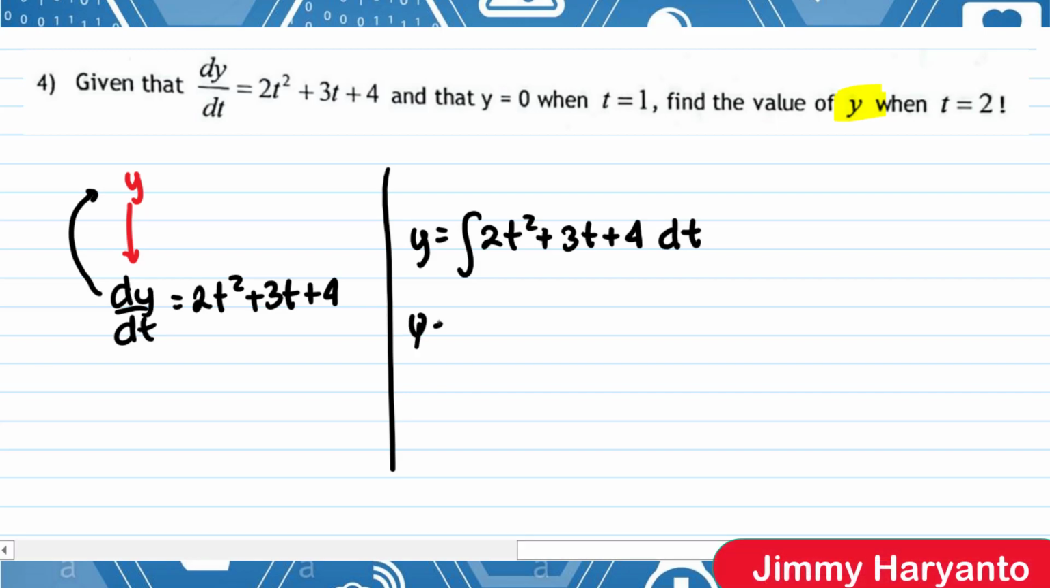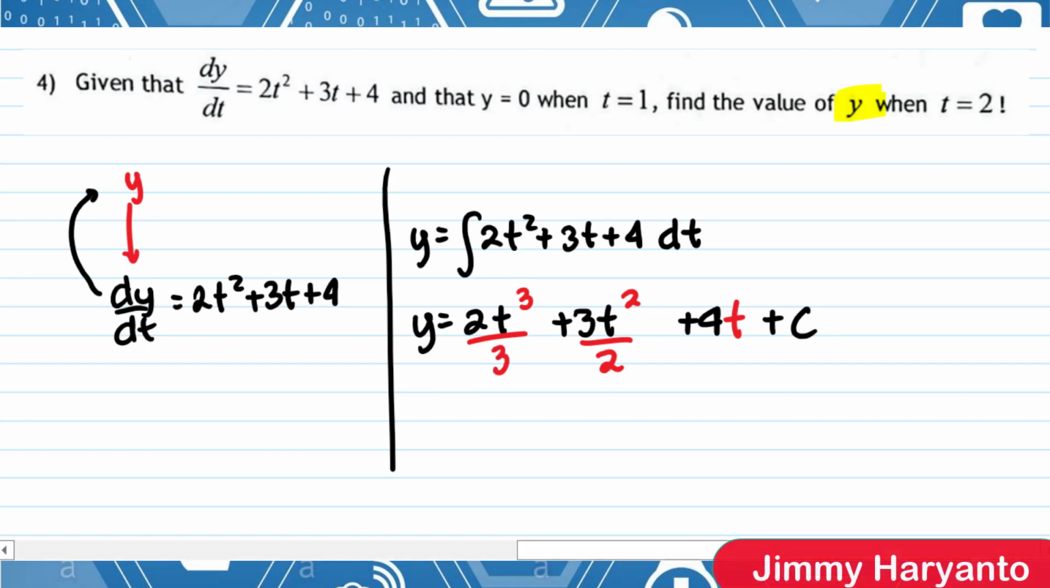So to integrate it, you have to use the usual method. It will be 2t and then 3t and then plus 4. For this one, 2 plus 1 become 3 over 3, and then for the next one will be 1 plus 1, 2 over 2, and then for the next one will be 4t, and then plus c. Okay, so this is the answer. Oh, sorry, for this one not yet written, the 3. Okay, so this is the y.